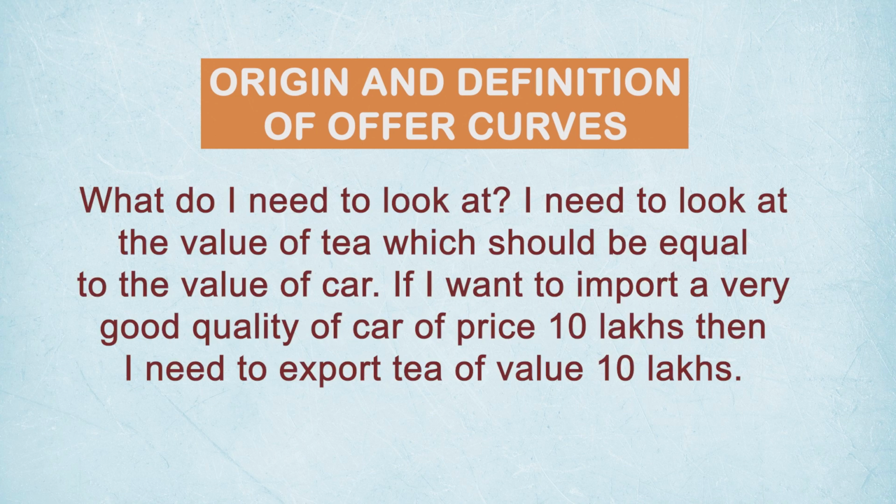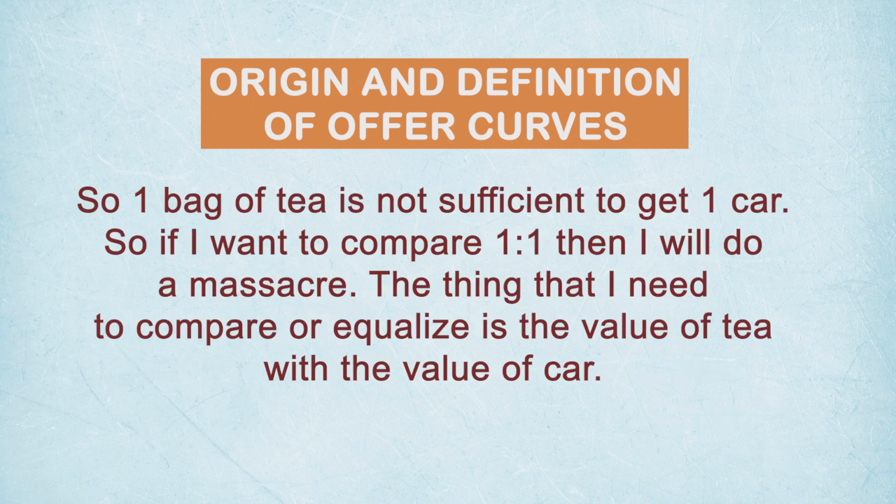So what I need to look at is the value of tea equal to the value of a car. Maybe if I want to import a very good quality car, the price is say 10 lakhs, then I need to export tea of value 10 lakhs. So $1 of tea is not sufficient to get one car. If I want to compare 1:1, then I am going to do some massacre. So the thing that I need to compare or equalize is the value of tea with the value of car.